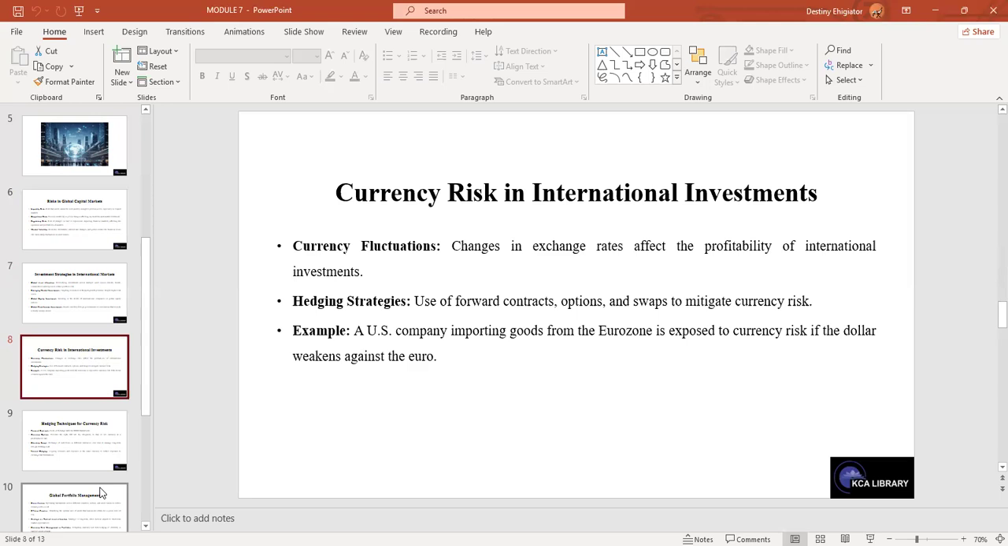Then we have hedging strategies. The use of forward contracts and swaps to mitigate currency risk. An example is a US company importing goods from the Eurozone. It is exposed to currency risk if the dollar weakens against the euro.